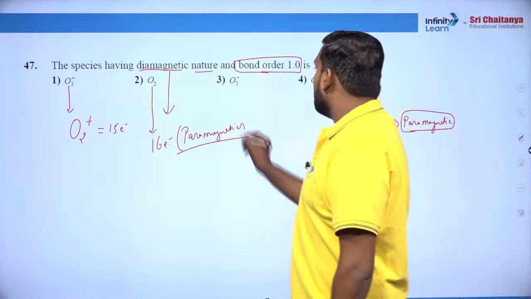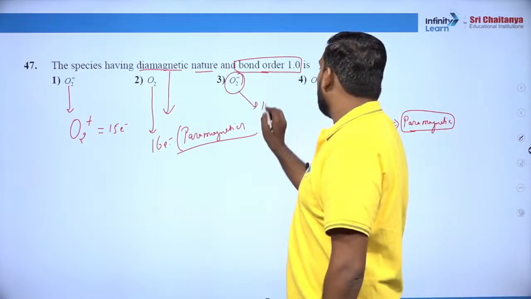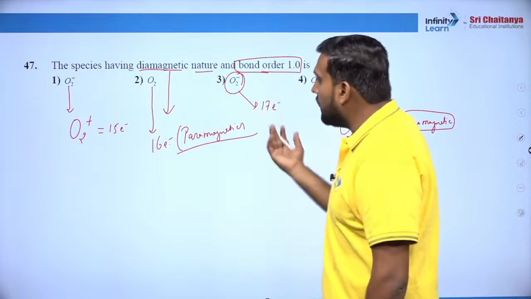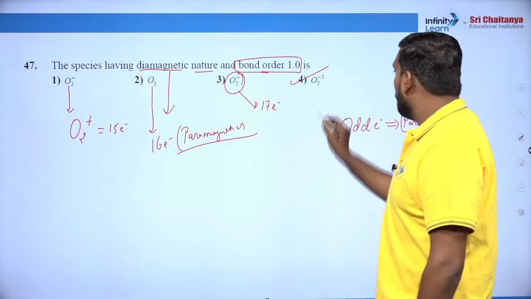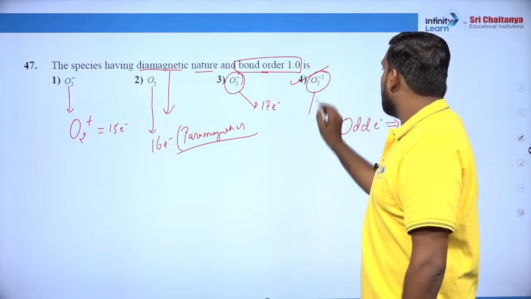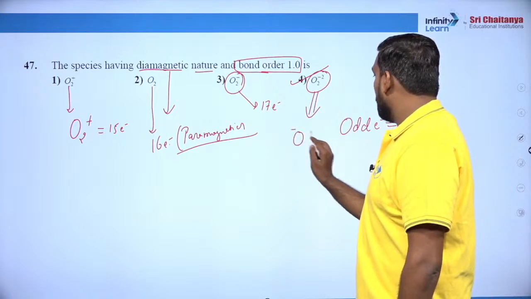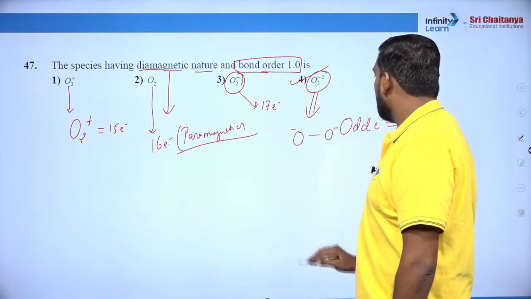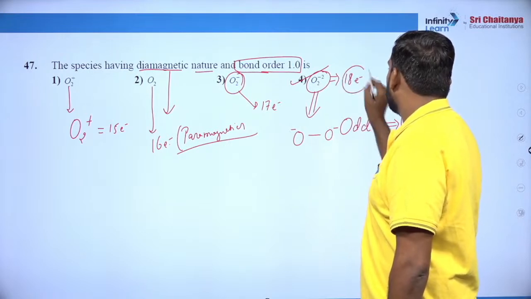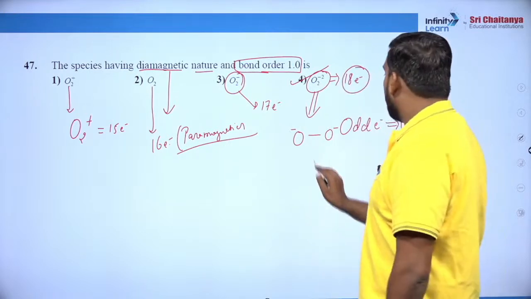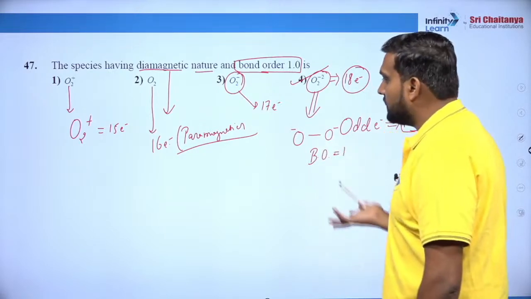The next is O2 minus, and O2 minus has basically 17 electrons, so it's an odd electron species, so this can't be our answer. So the only option that is left is option number 4, O2 2 minus. If you look into the structure, it is something like O minus bond O minus, similar to fluorine, because it also has 18 electrons and a bond order of 1. This is the simple method to solve it.